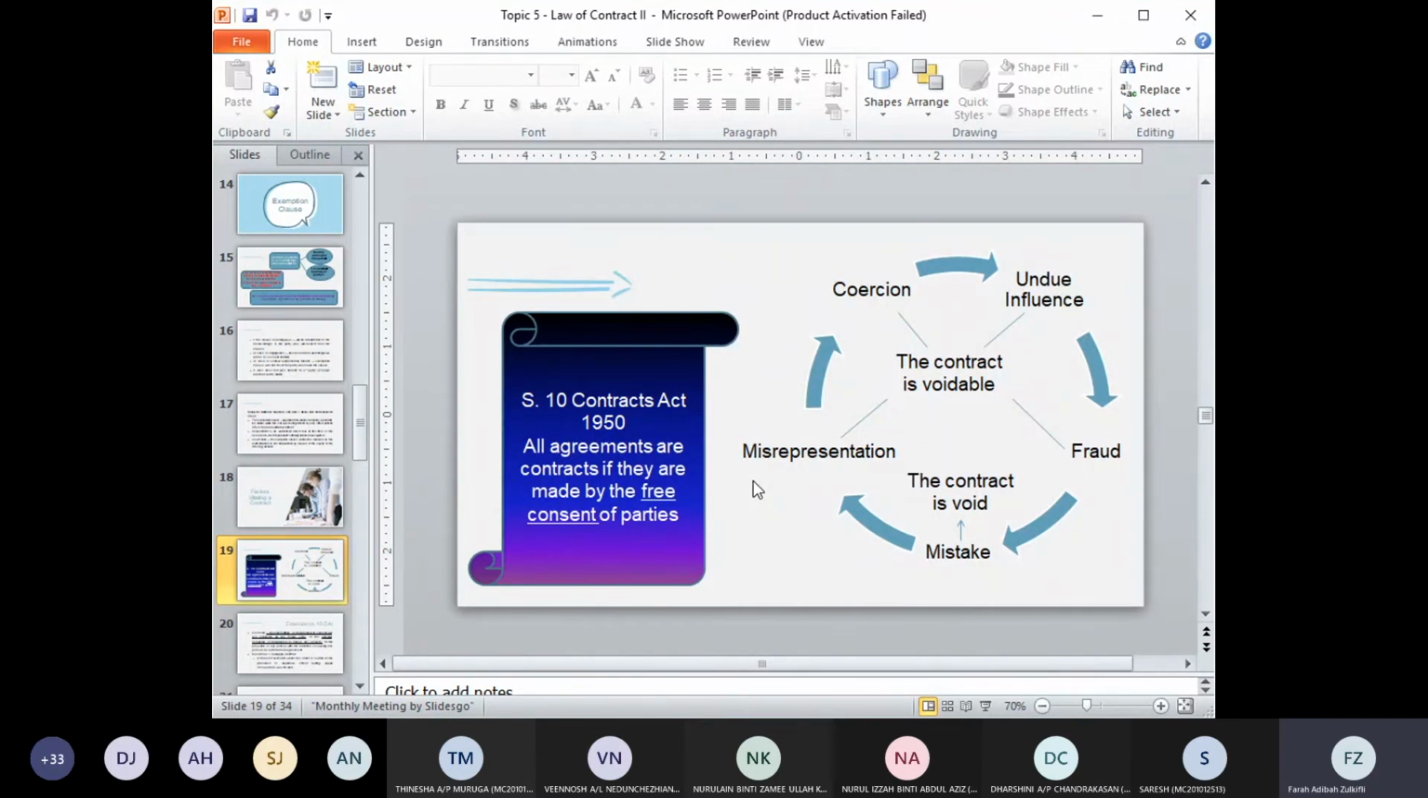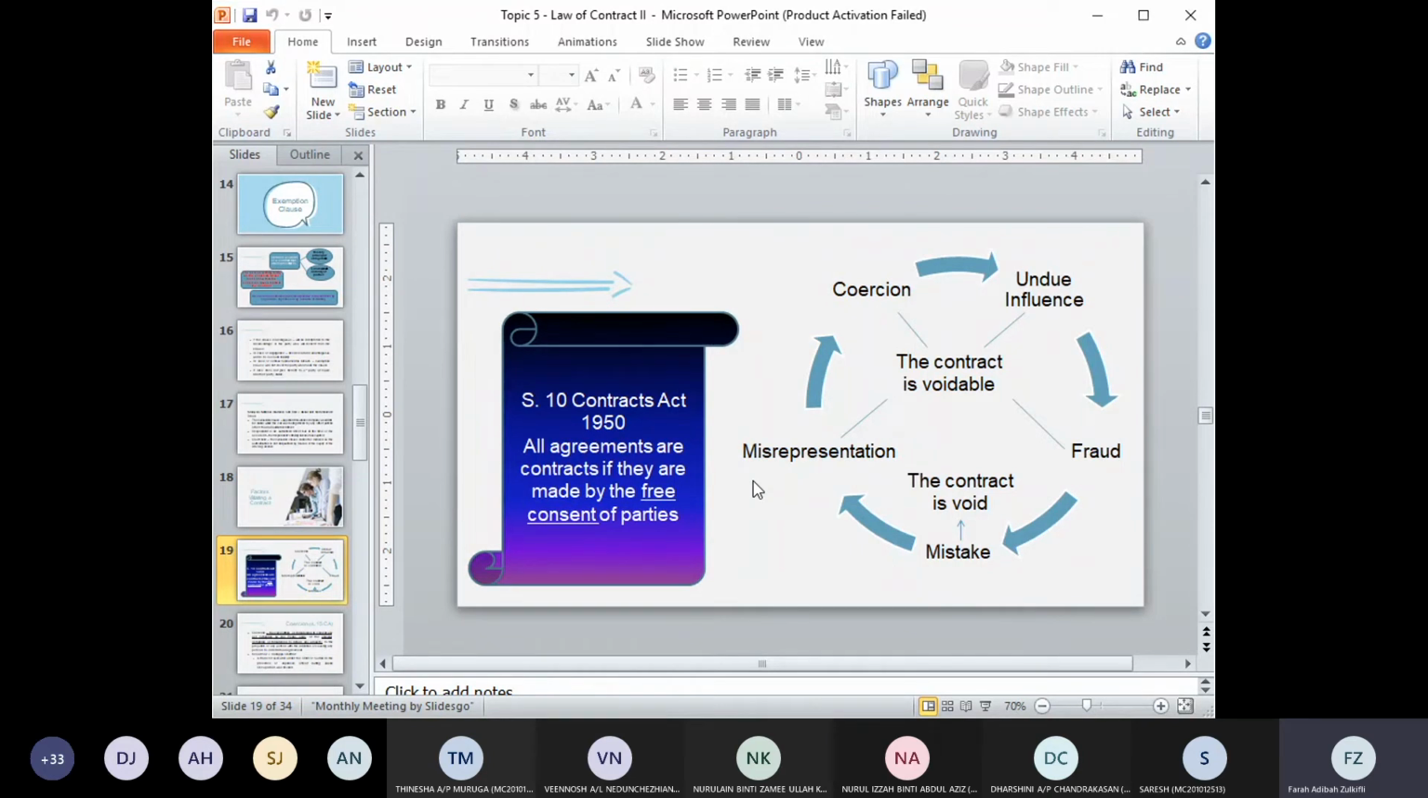So the first one is coercion. If the contract was made under a threat, under ugutan, so it is a contract which is not freely given, so it falls under coercion. Or the second one, if the contract is entered because of undue influence, because someone has influenced you to sign the contract, so the contract is also presumed to be not entered into with free consent.